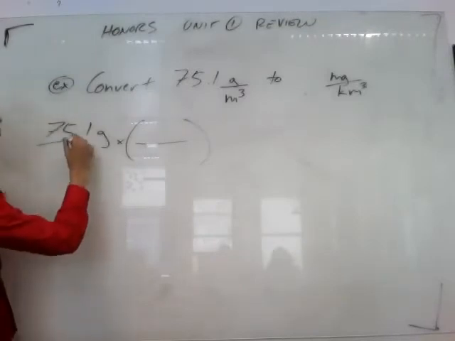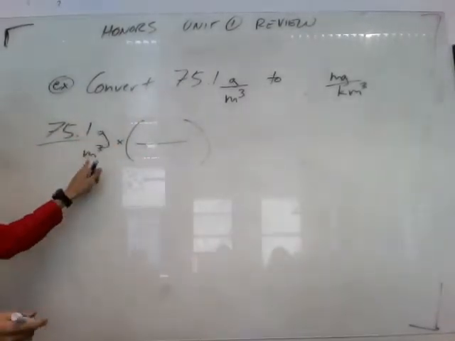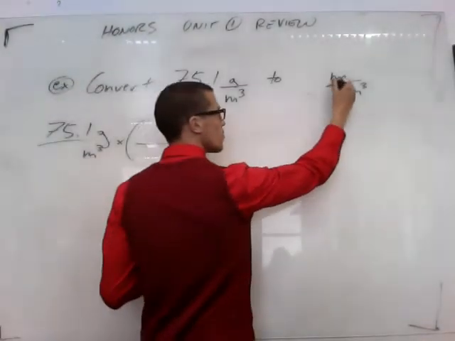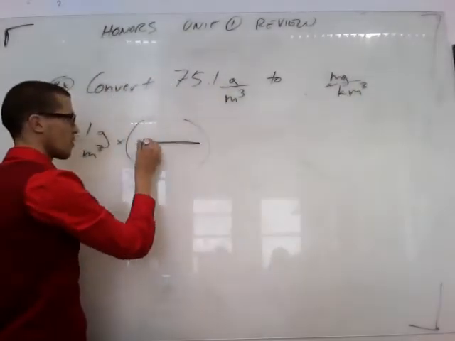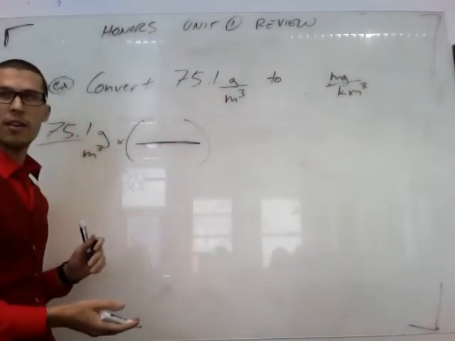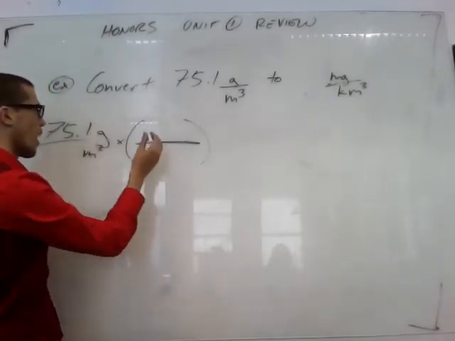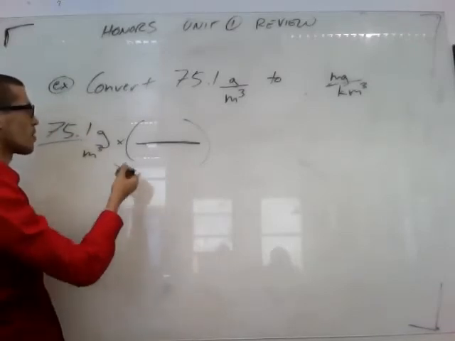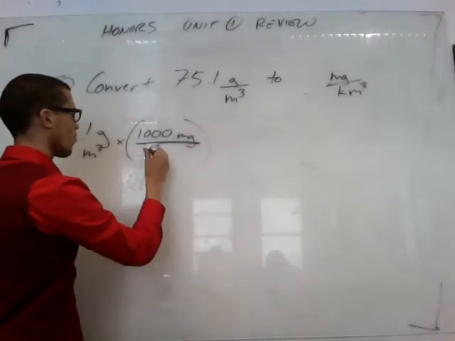Do you want to start? Oh, I forgot the bottom part. Do you want to start off with the grams or the meters cubed? Grams, okay. So grams, we're going to finally go into milligrams. At the end, we're going to make sure that it's milligrams. We can do that right away, lucky for us. So what's the conversion factor for this? 1,000 milligrams over 1 gram. All right, so 1,000 milligrams for 1 gram.